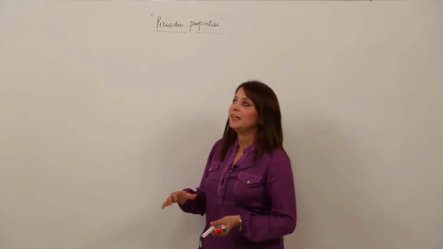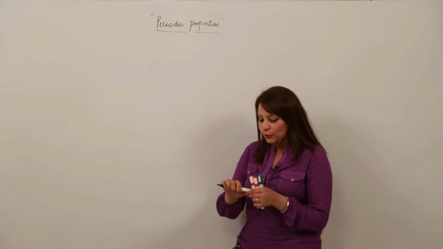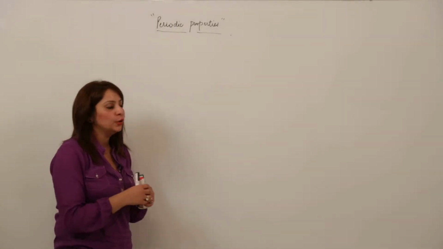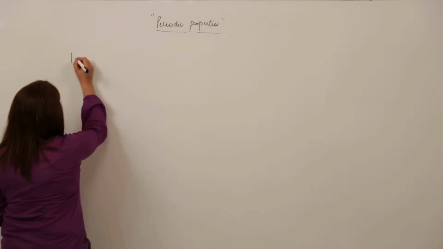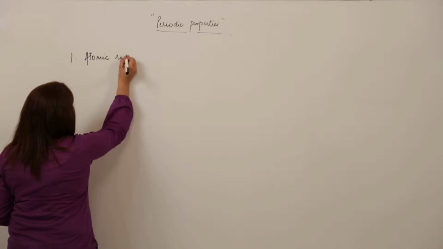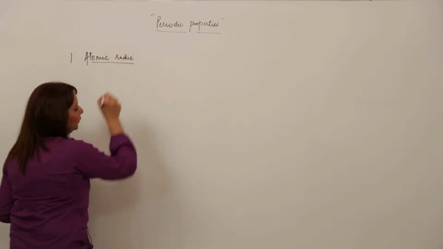Now we are taking up the periodic properties. We have various periodic properties that an element can show. The first property we are taking into consideration is atomic radii. So what does atomic radii mean?